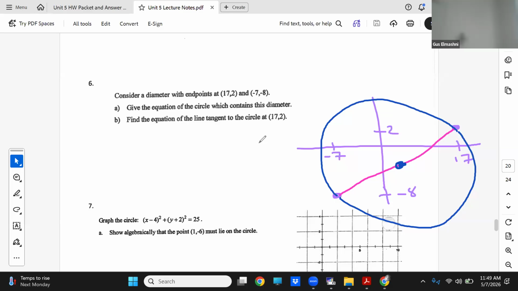For number 6, I haven't done any work yet. I'm just setting it up first. All I did was plot the points, (17, 2) and (negative 7, negative 8). What did they give me? They gave me the endpoints of the diameter. So I plotted the points and drew a segment between the two. But let's back up a little bit, just so we see it step by step again. So if I go step by step.